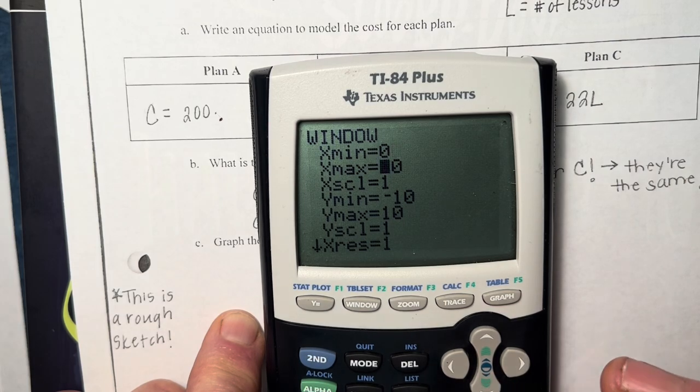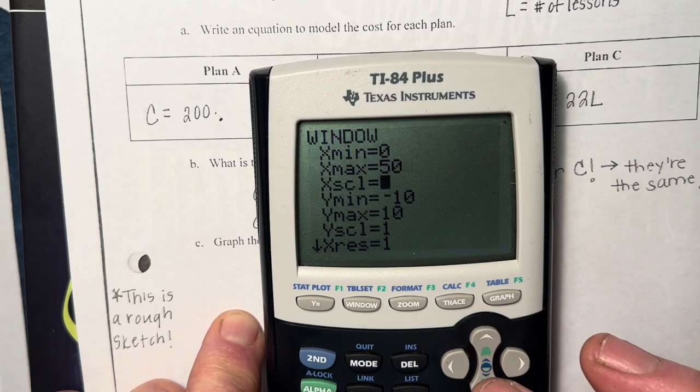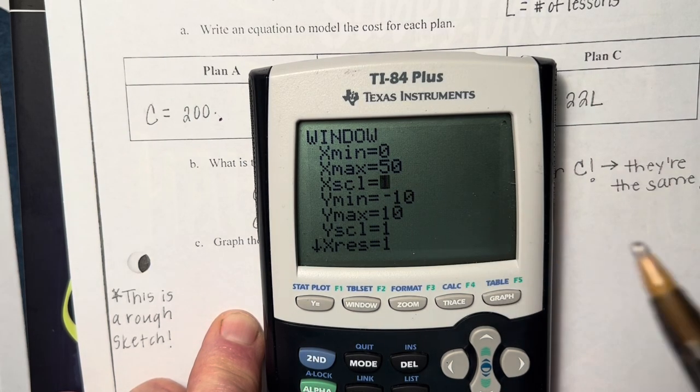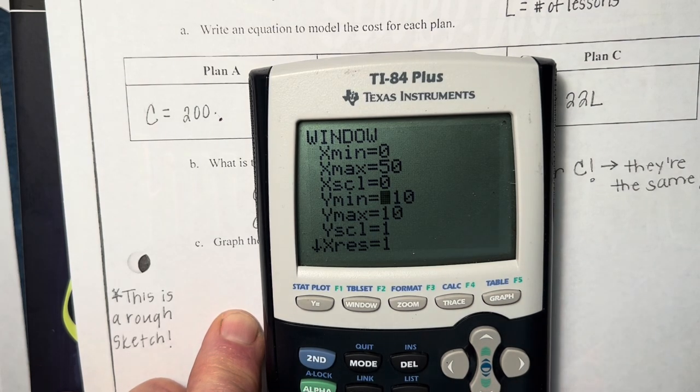And what's the most lessons I could take? Well, in a month, I don't know, maybe 50. I'll be a day where I do 2 in a weekend or something. What's my scale going to be? That's just the tick marks. You can make that 0 and it won't be any. My y value, the least I could pay would be 0, and the most I could pay would be 200, but I want to see a little bit above that, so I'll go 225. I'm going to make that 0.